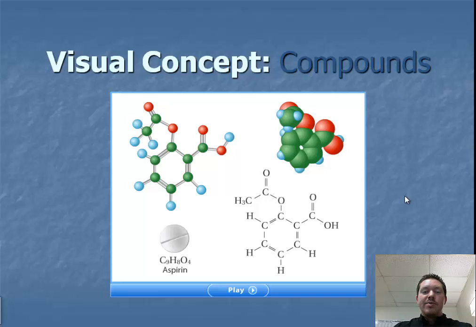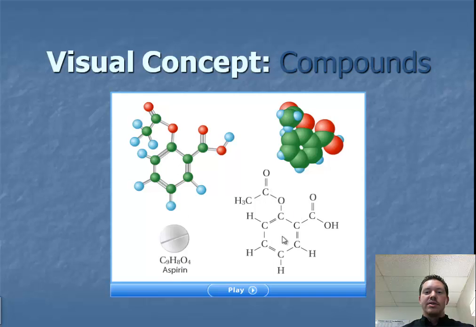Alright, so on this slide we've got some visual representations of the molecule, or the compound, that makes up aspirin. In order for aspirin to be the way it is, it has to have this formula, C9H8O4. If we change this formula, we're not going to have aspirin anymore. We're going to have some different compound or different molecule.